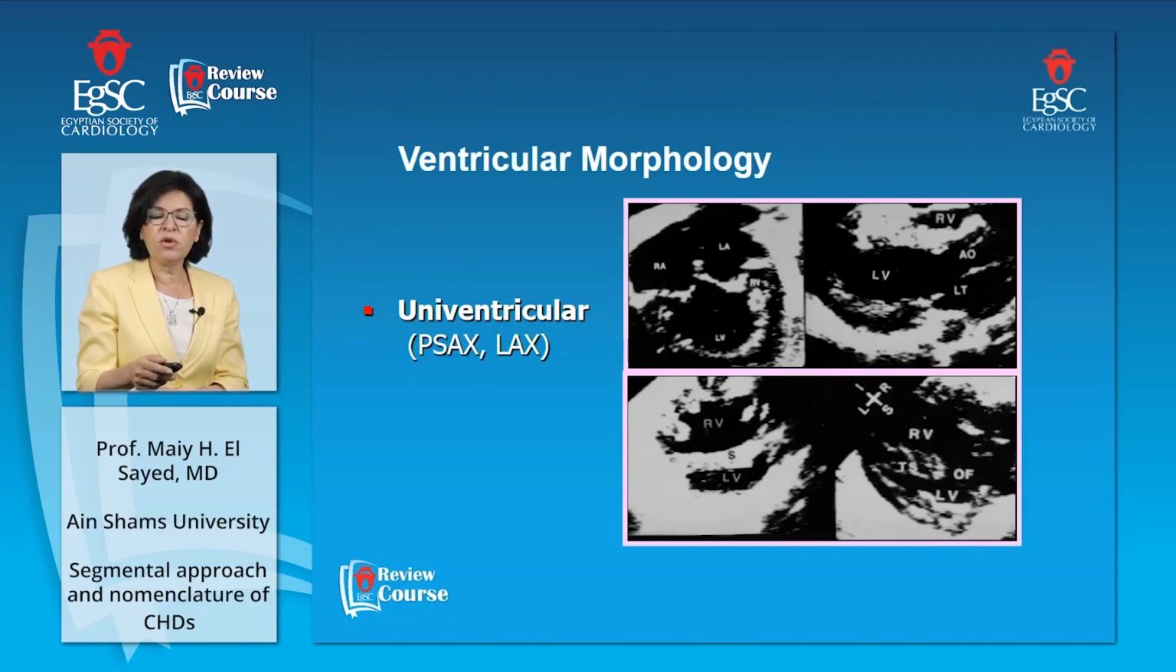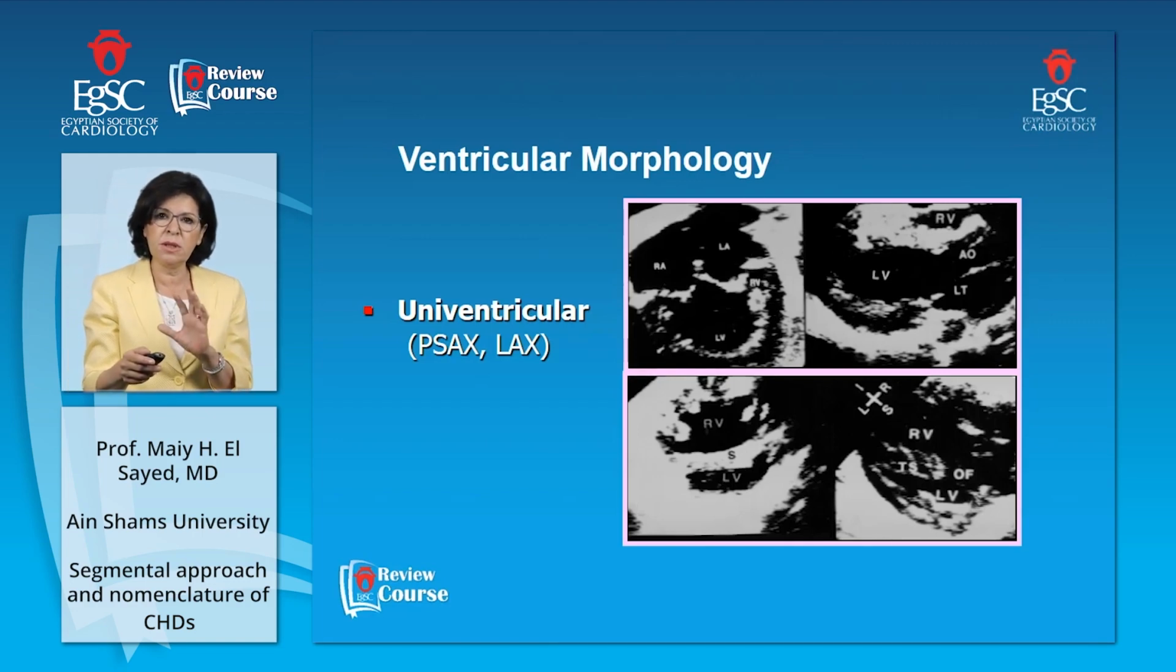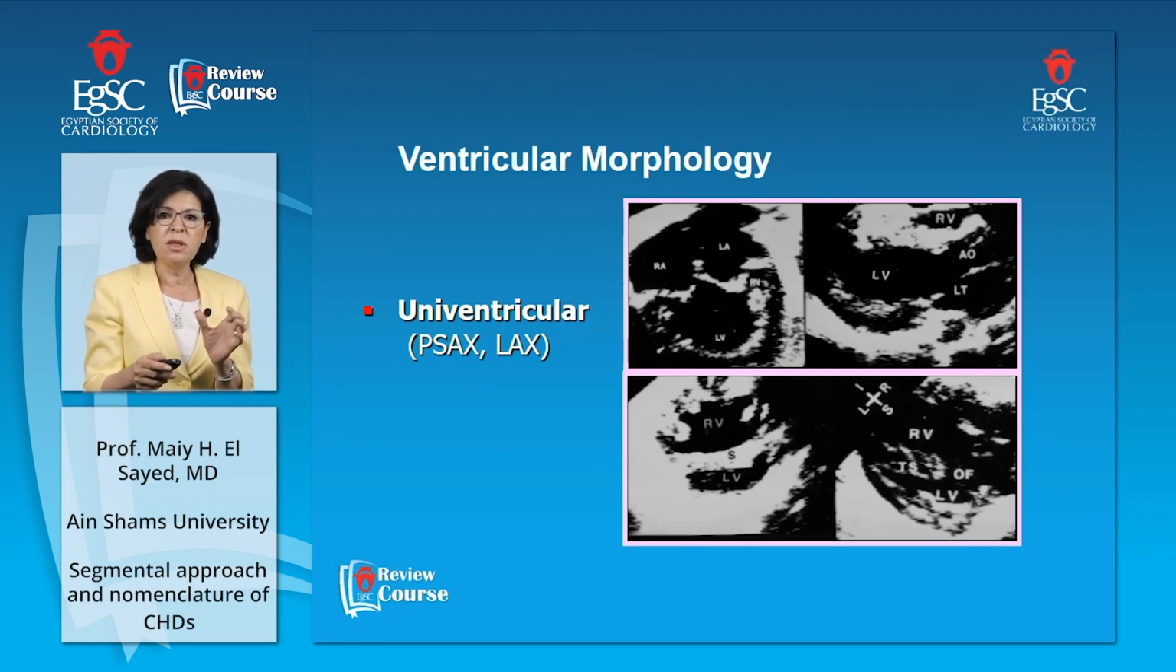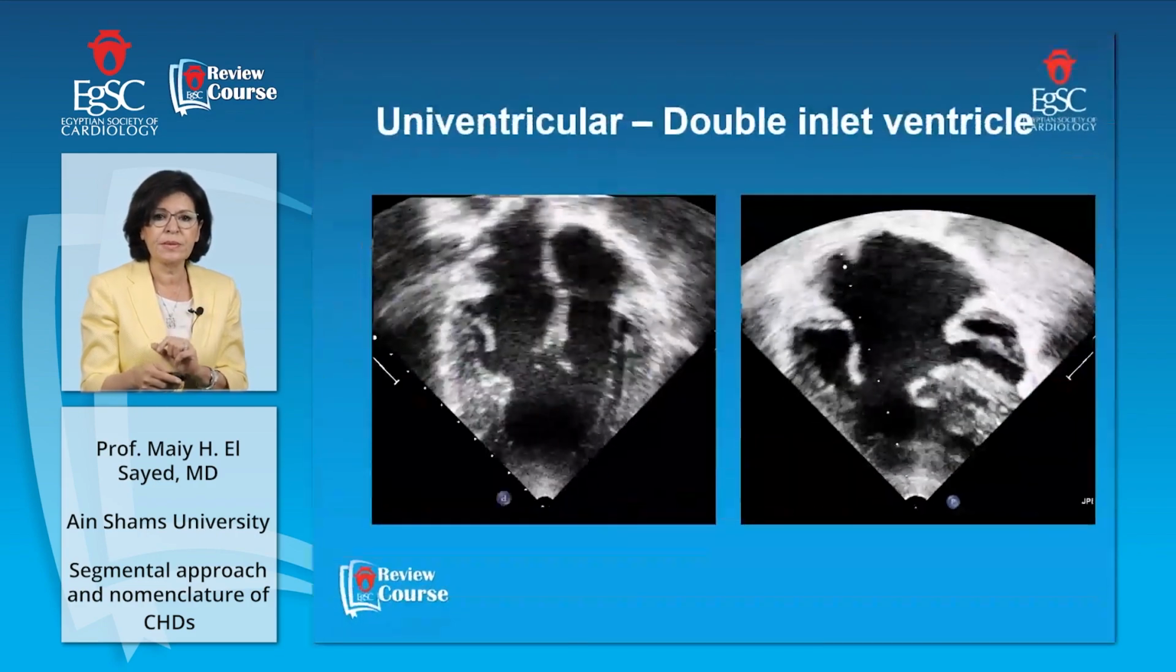What about ventricular morphology in univentricular hearts? In univentricular hearts, we use completely different prospects than in biventricular hearts. So in univentricular hearts, you have a main chamber and a rudimentary chamber. How do you know the morphology of the main chamber? By position. So if you use the parasternal long axis and short axis, if your rudimentary chamber is posterior, then the main chamber is right ventricle. If your rudimentary chamber is anterior, then your main chamber is left ventricle.